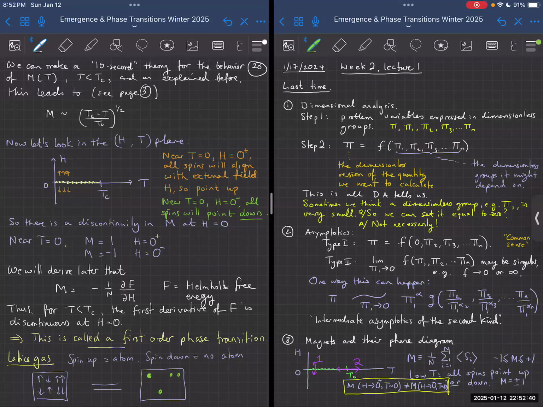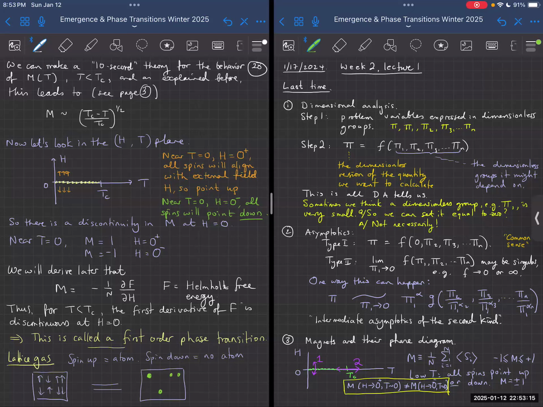We know that it has to be a function of other dimensionless groups, so it has to be a function of pi1 up to pi n. And that's the only thing that dimensional analysis tells us. But the value of dimensional analysis is that it can help us reduce the number of degrees of freedom that we have to calculate. Just by expressing things in dimensionless groups, we have already reduced the number of potential variables in the system. And I explained an example of that last time when we talked about the shallow water waves.